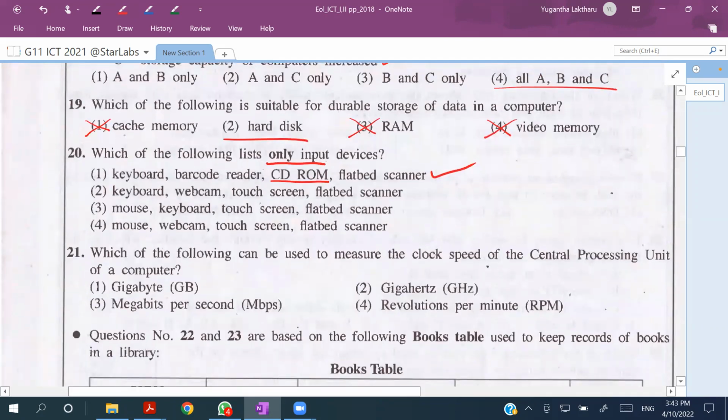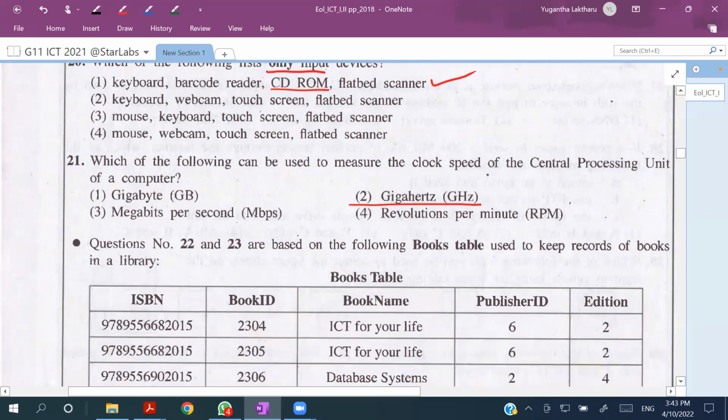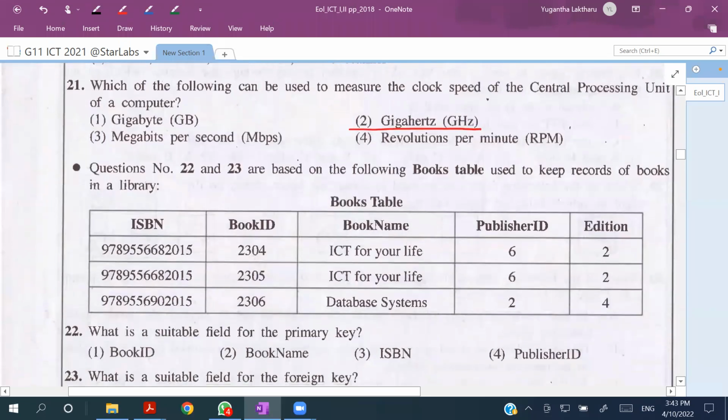So the 21st, which of the following can be used to measure the clock speed of the central processing unit of a computer? So it's done by the hertz, which is gigahertz. So the clock speed, that means the speed of a CPU, is measured in gigahertz, right? It's not gigabytes, not megabytes per second. That's kind of a speed of a connection. Revolutions per minute, RPM, that goes with the hard disks, how the platter is going to rotate, how many rounds there are per minute, likewise. So for the 21st, the second one is the answer.